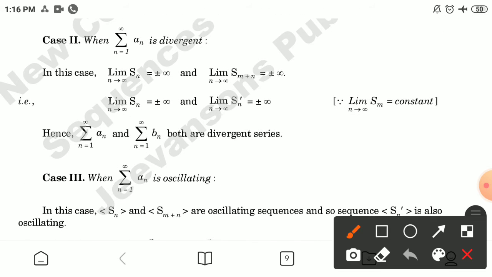Now case second, summation an is divergent. In this case, limit of Sn when n tends to infinity will be equal to plus minus infinity, and the limiting value as m plus n is tending to infinity is also plus minus infinity. That is, the limiting value of Sn, n tends to infinity, is plus minus infinity, and the limiting value of Sn dash when n tends to infinity is also plus minus infinity, since Sm is constant, the limiting value of Sm when n tends to infinity is a constant quantity. Hence, summation an and summation bn both are divergent series.